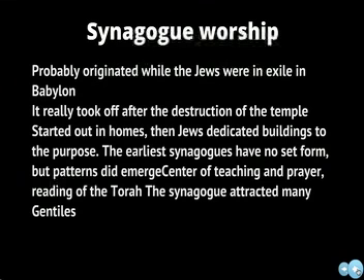Now there was also synagogue worship. It was just an infant whenever Jesus was around, but it probably has its roots in the Jewish exile in Babylon. But after the temple was destroyed in 70, it started out in homes, and then the Jews dedicated buildings for the purpose. In other words, they built synagogues. The early synagogues have no form, which is why it's very difficult for scholars to identify the earliest synagogues.